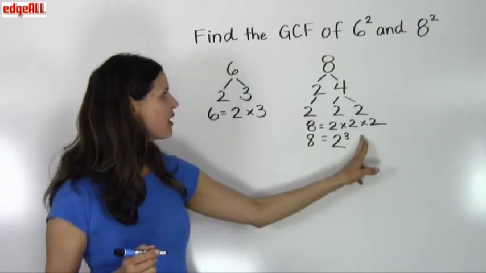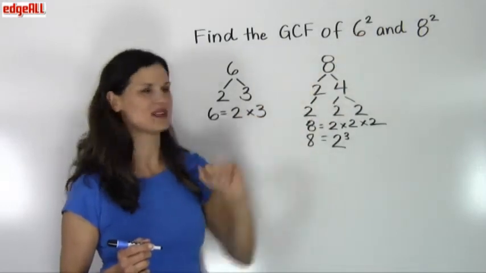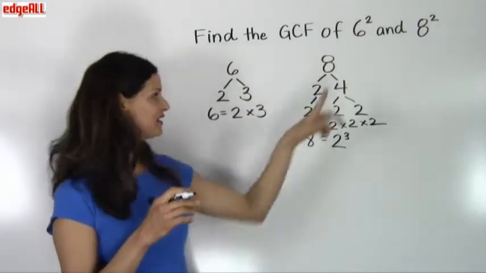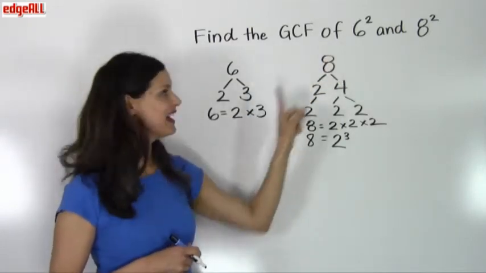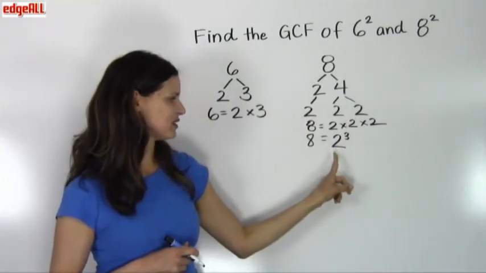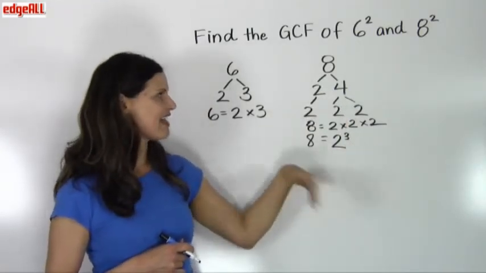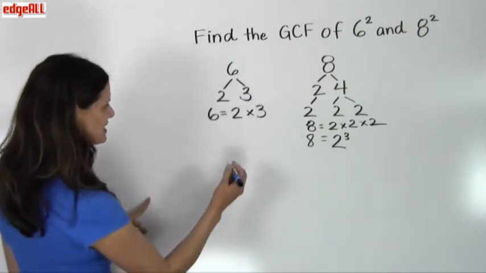And so now what we want to do is take the numbers with the exponents in them that are in our problem, and we're going to substitute in for the 6 a 2 times 3. For the 8, we're going to substitute a 2 to the 3rd power, or 2 cubed, and that way we'll have our number written in the prime factorization.